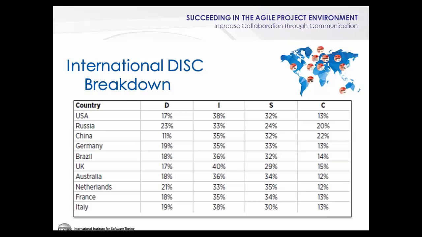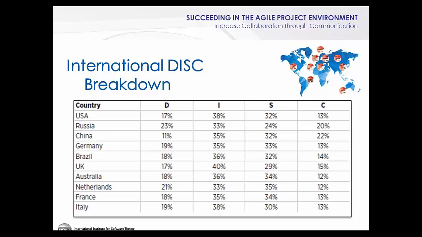For I's, the UK comes in at 40%. They're the highest, and then Russia with 33%. For S's, what do we have? The Netherlands, I think, is the highest, and then the lowest is Russia. Interesting. And then lastly, China comes in highest with the C's, 22%.